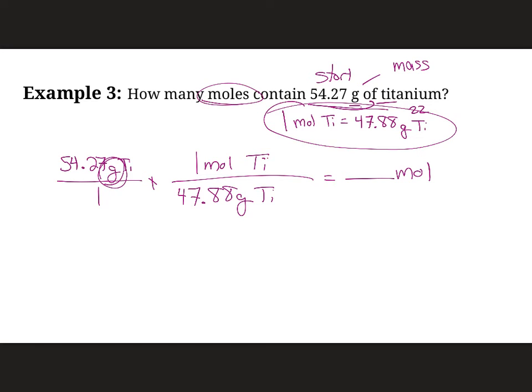So then I do my calculation. I take 54.27 divided by 47.88, and then I'm rounding it to 4 sig figs for 1.133 moles of titanium. So again, what I did, I figured out where I was starting and where I was ending, and I also figured out the relationship between the two things. So now, from dealing with grams or mass and moles, I get the relationship from the periodic table.